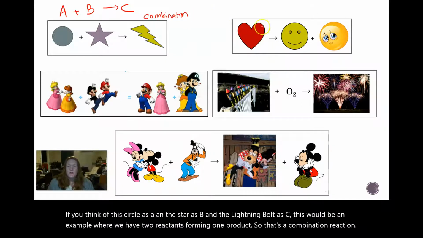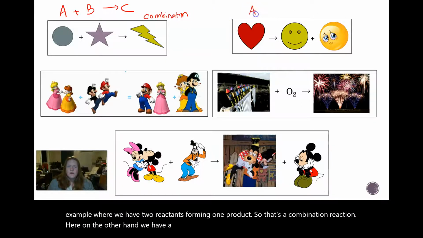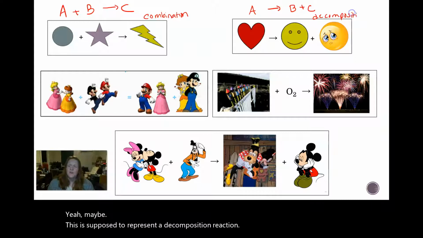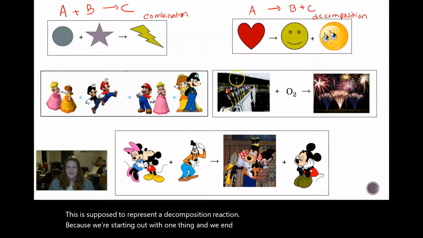So that's a combination reaction. Here, on the other hand, we have a heart, and it is forming 2 new materials. This is like a breakup, right? Yeah, maybe. This is supposed to represent a decomposition reaction because we're starting out with one thing and we end up with 2 separate things.